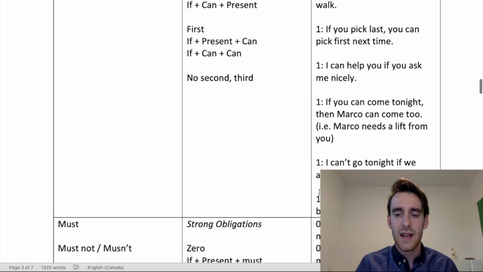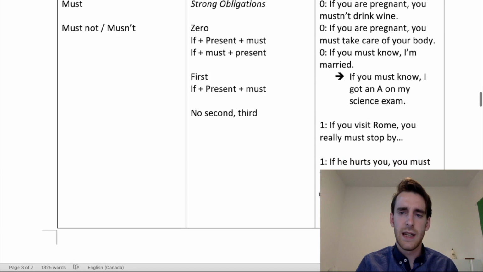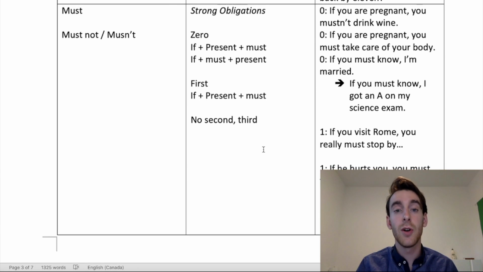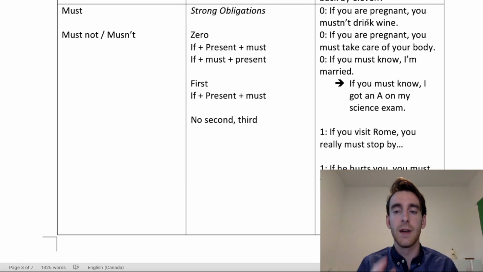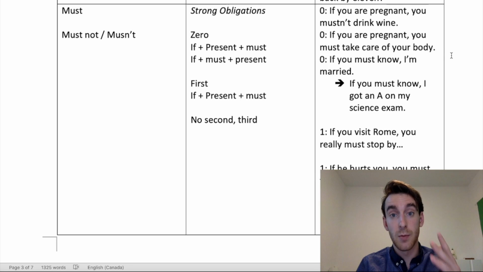Okay. Next, must. Must is for strong obligations. So here we have, if you are pregnant, you mustn't drink wine. You mustn't drink wine. Okay, you must not. The same thing, if you are pregnant, you must take care of your body. These are obligations, right? Strong obligations.